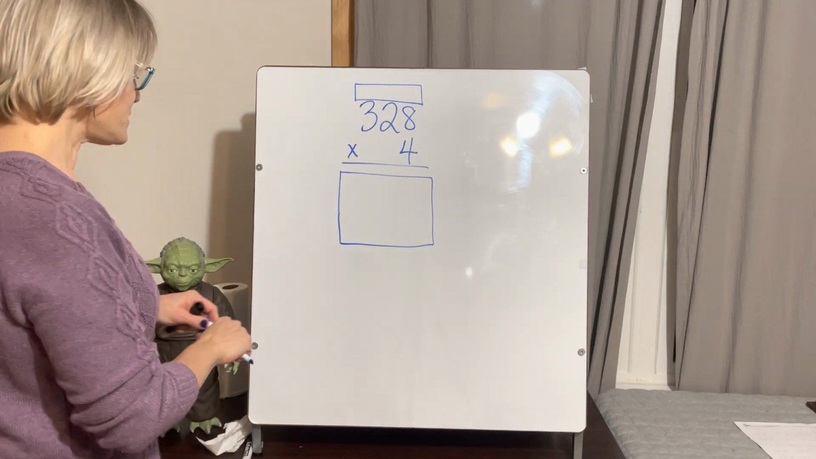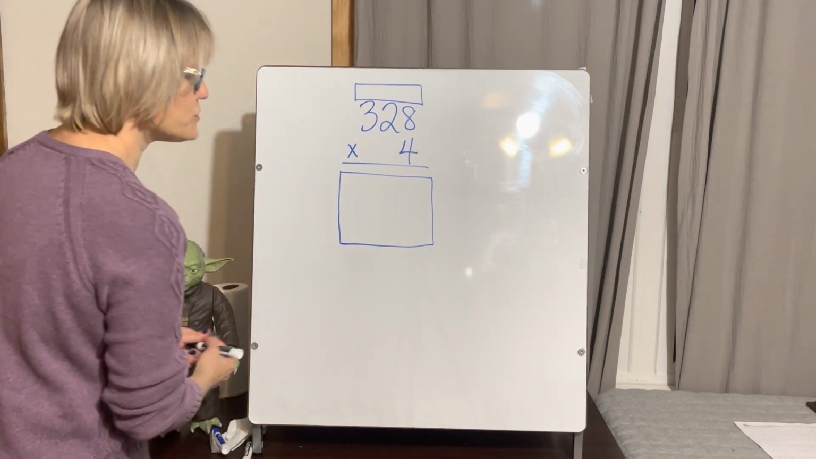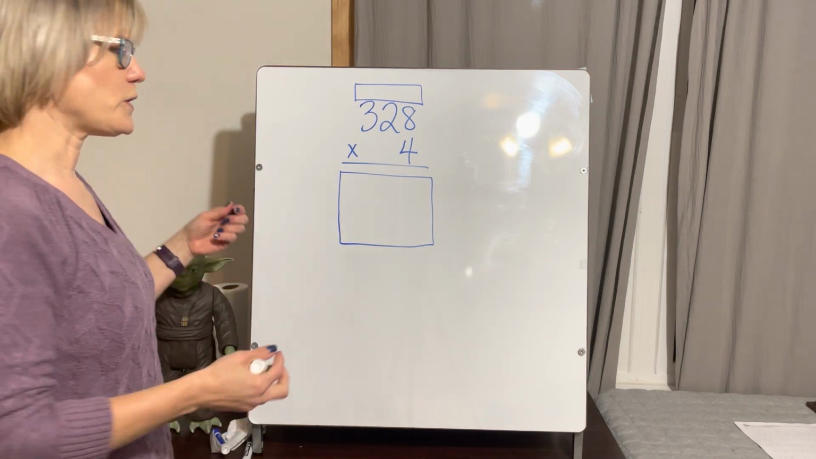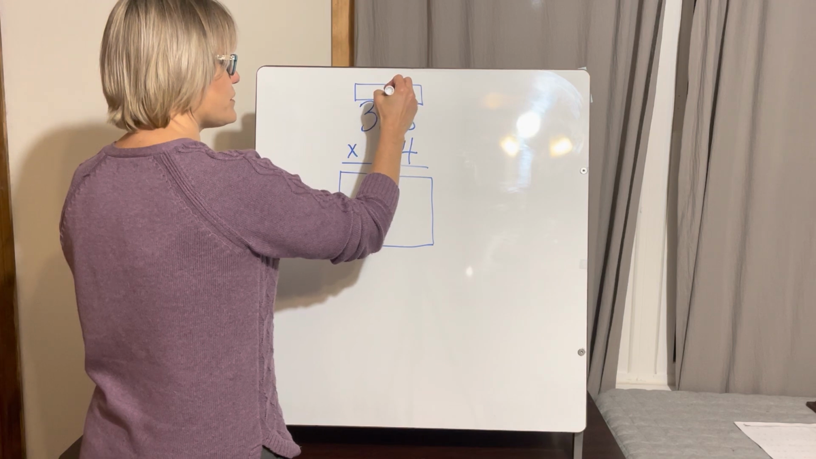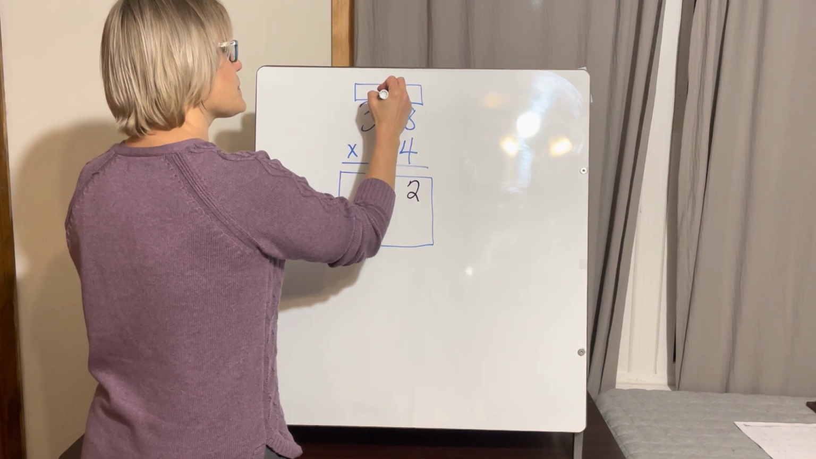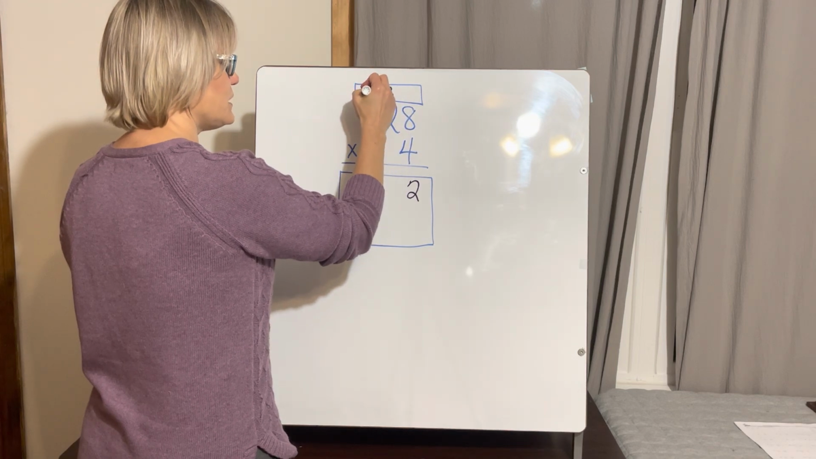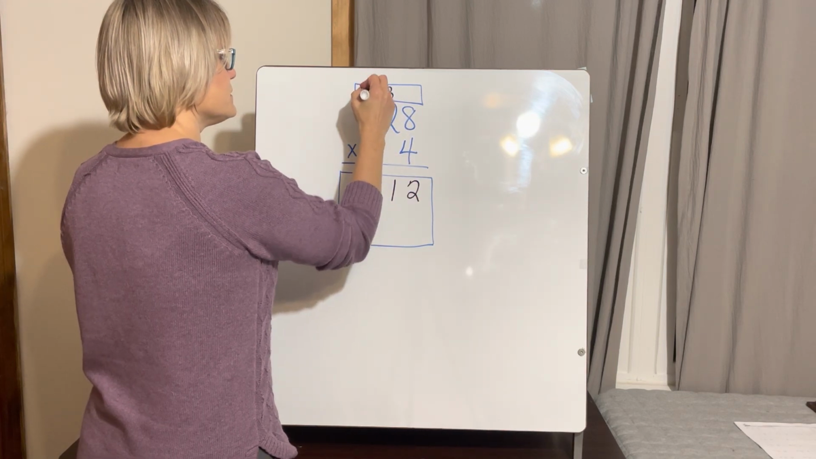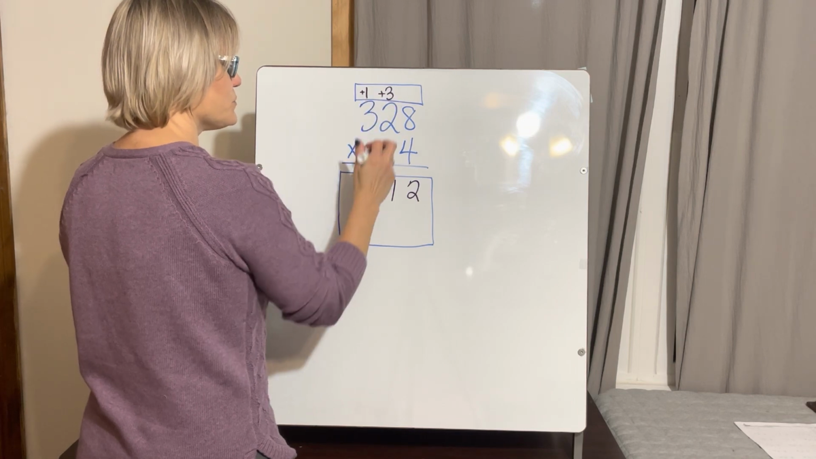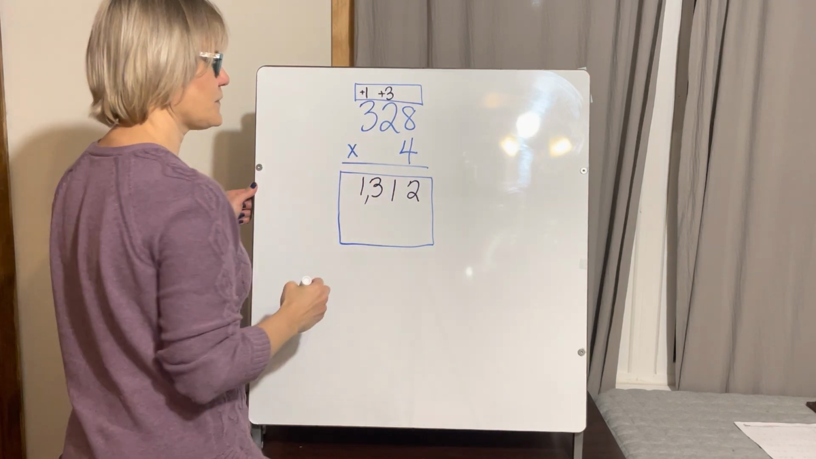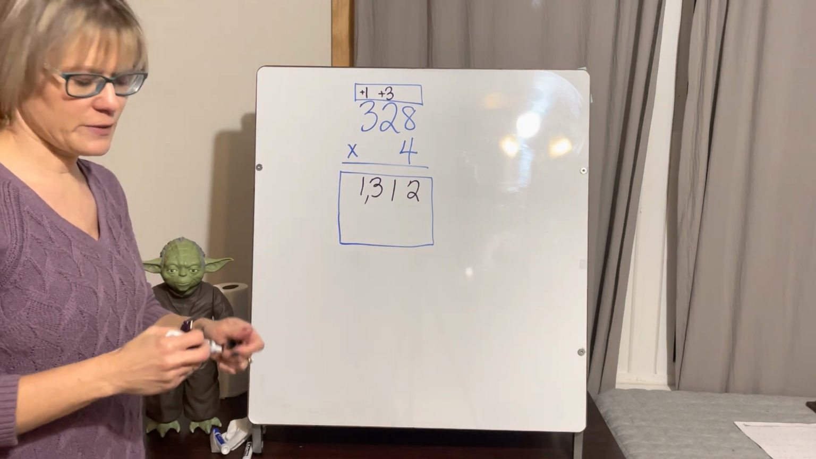The box up at the top is for people who would like to do the multiplication the traditional way. Okay, and the traditional way is going ahead and multiplying 4 times 8, which gives me 32. And then 4 times 2 is 8, plus 3 is 11. And then 4 times 3 is 12, plus 1 is 13. All right? So the box up above is for the numbers that you need to carry up there.